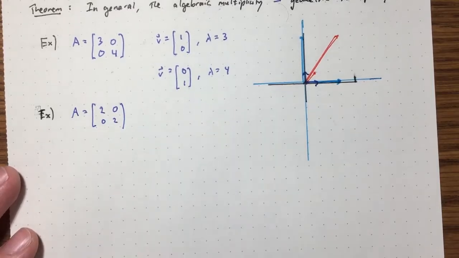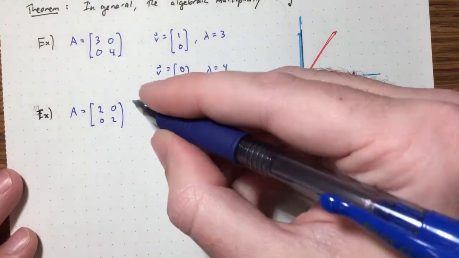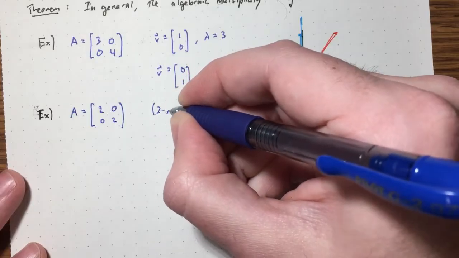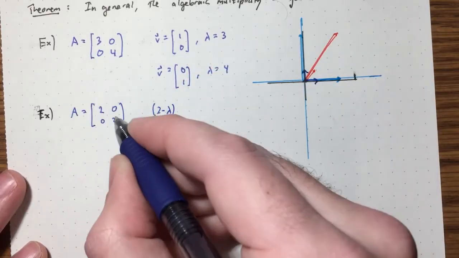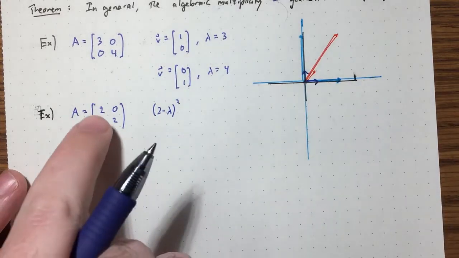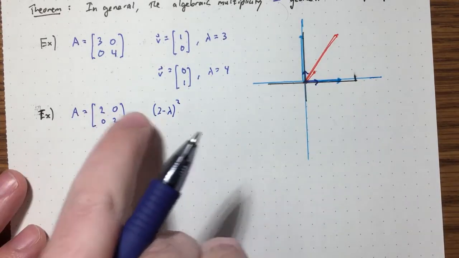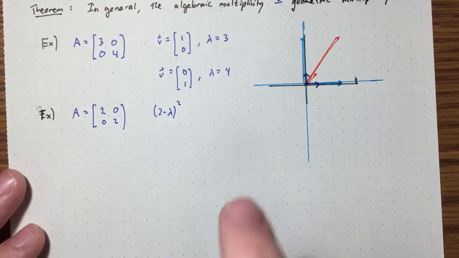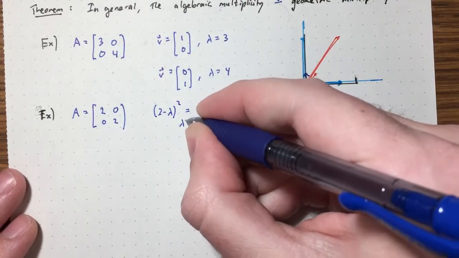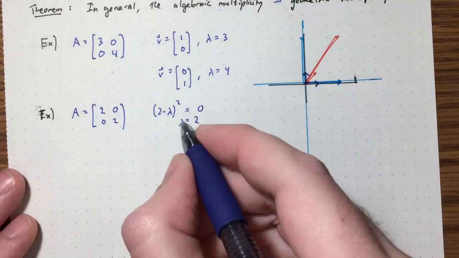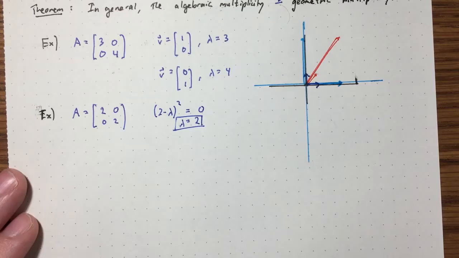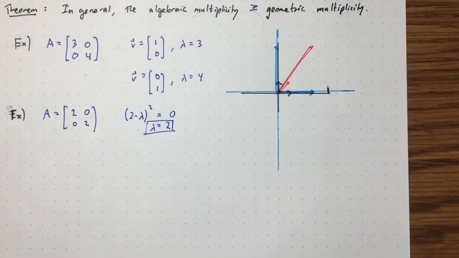Well, we can try to write the characteristic polynomial. What would that look like? 2 minus lambda times 2 minus lambda minus 0, because I need to subtract lambda off the diagonal and then take the determinant. So this is my characteristic polynomial. And I just have one solution. So here I only got one eigenvalue.